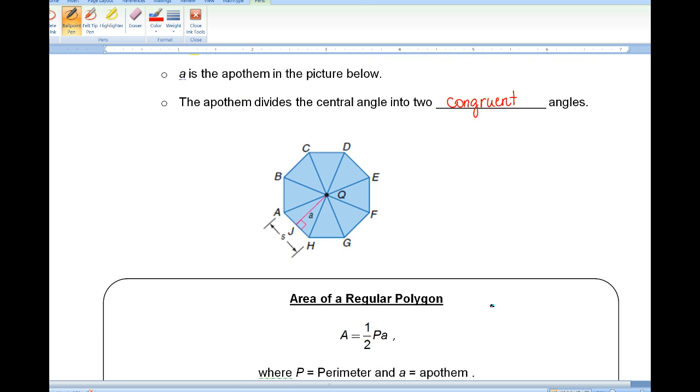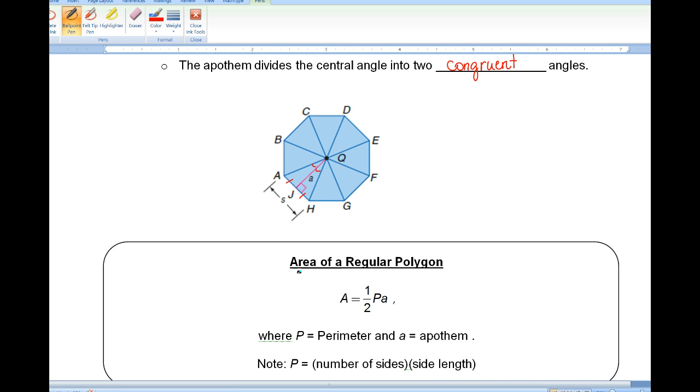So let me just rephrase. This is an octagon. I just have another picture. Here's the apothem. These two angles inside are going to be congruent, and these two sides are going to be congruent. The apothem is going to be the altitude of the isosceles triangle, so it's going to split that isosceles triangle into two right triangles.